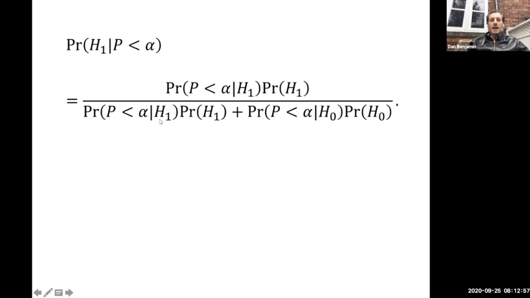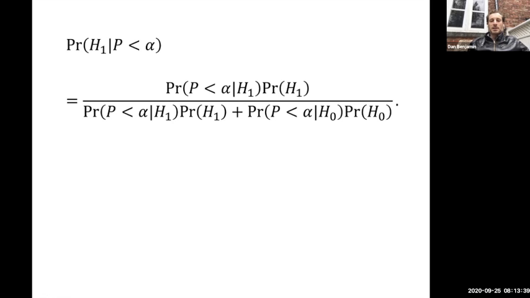And then in the denominator, we have this first term, which is the same thing as the numerator that we just talked about. And this other term in the denominator is the probability of a type 1 error. It's the probability that we got a significant result given that the null hypothesis was true, times the prior probability of the null hypothesis. So that's in some sense the answer to a question we might be interested in, which is the probability that there really is an effect, that the alternative is true given that we got a significant result. But I'm going to do a little bit more algebra because I want to write it in a form that's particularly simple.